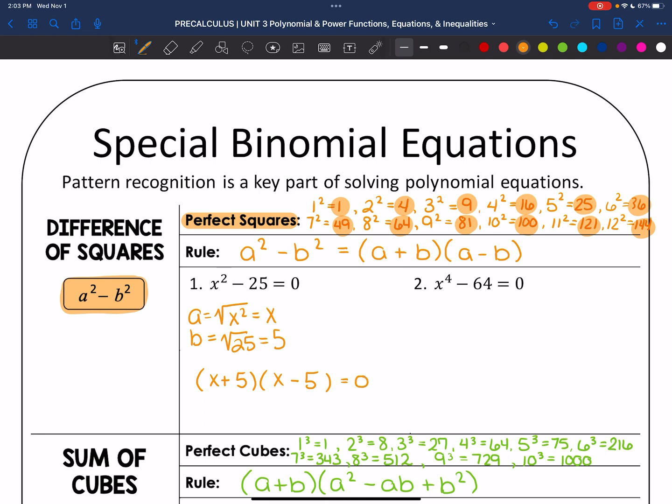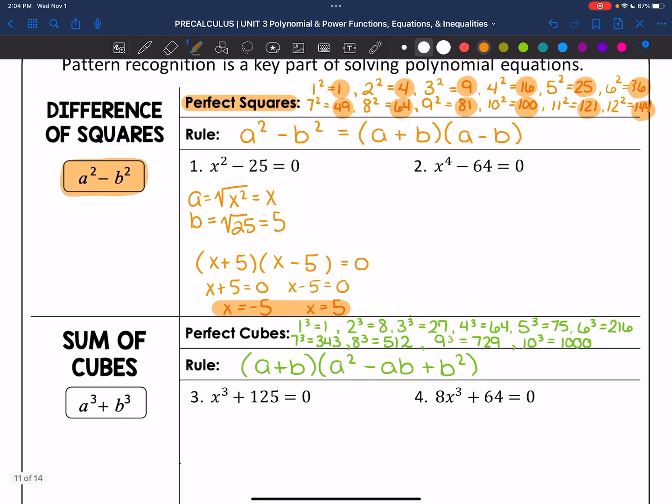Now you have two linear terms, and you can use your zero product property, set each of them equal to 0, and you'll have your two values that are solutions for this equation. So let's take a minute and highlight those. These are the solutions to this equation. And for the sake of time, I'm actually going to only do the odds in this video. So that was our example for a difference of squares.